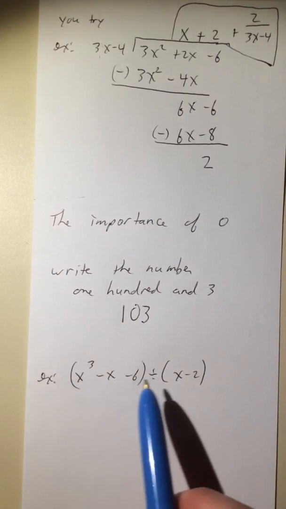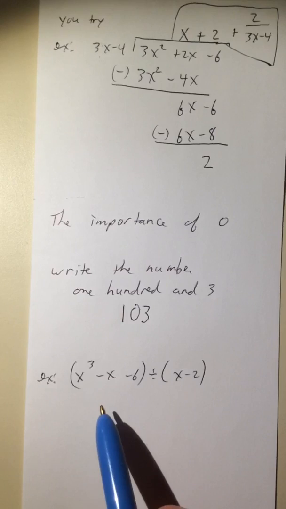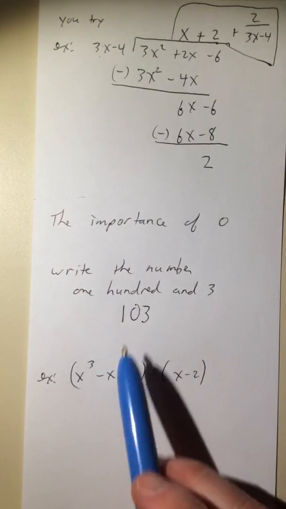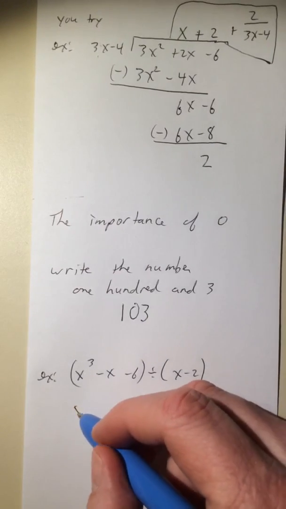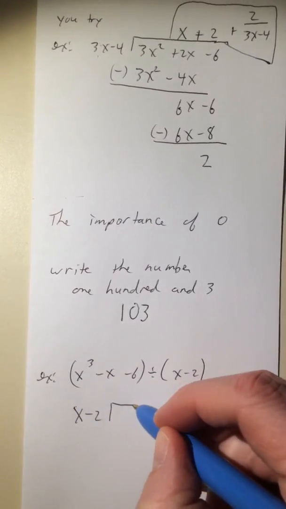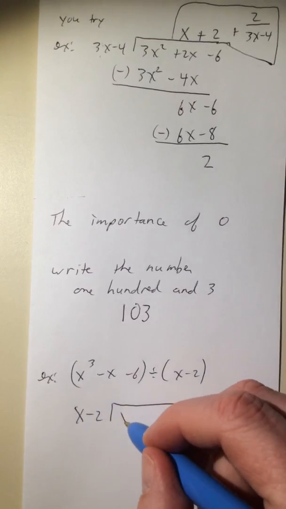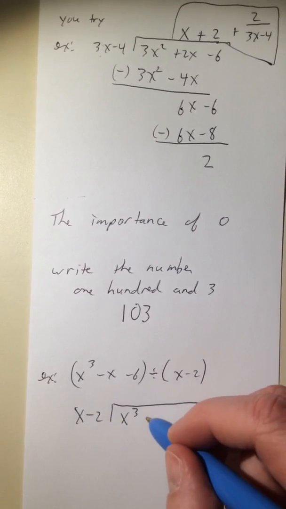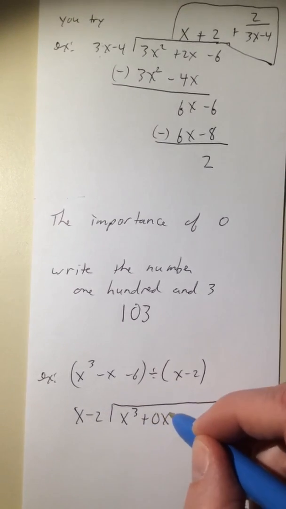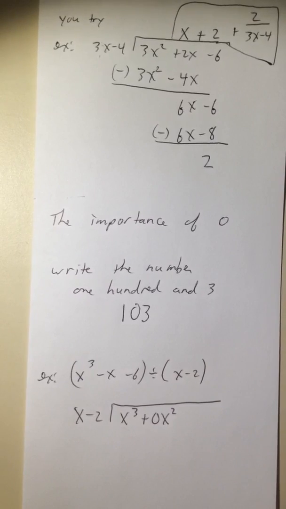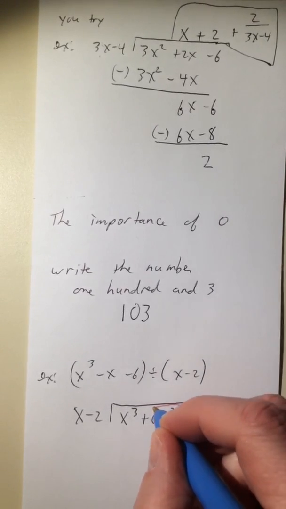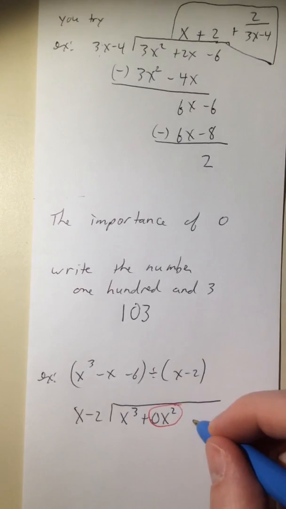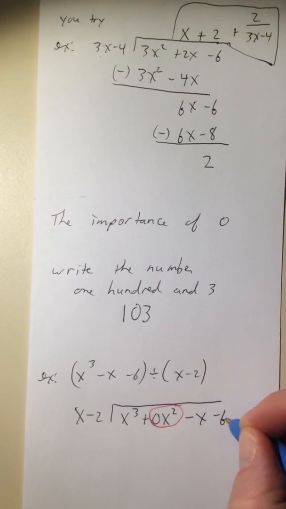So what we're going to do when we rewrite this problem in a long division format, we're going to make sure we include 0x squared to make sure we take care of that place value. So we're going to rewrite the problem. X minus 2 goes there. And then we're going to write x cubed, because that's there. And as we just talked about, there's a missing x squared. So we're going to write plus 0x squared. This is really important. Please don't forget the 0x squared. Got to hold that place. And then we have minus x, minus 6.